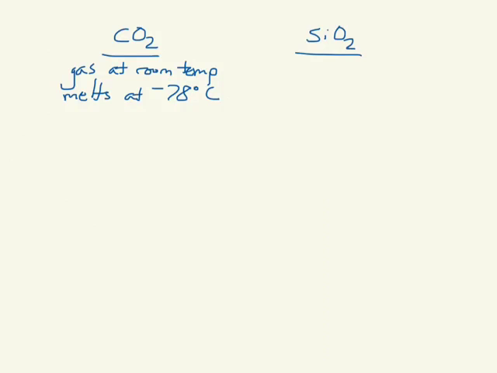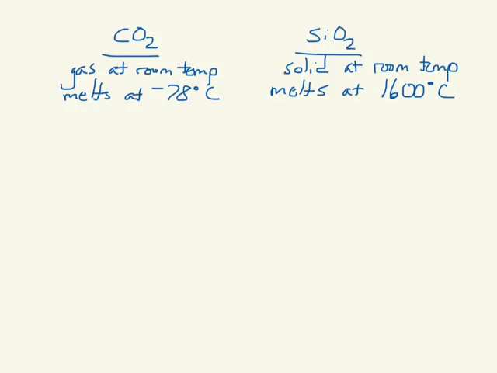Now, carbon and silicon are actually in the same family on our periodic table, so they do share similar properties. However, the type of bonding they have is vastly different. Silicon dioxide is a solid at room temp. This substance melts at 1600 degrees Celsius. Huge difference.